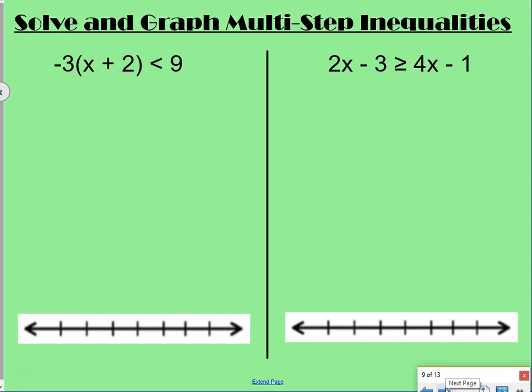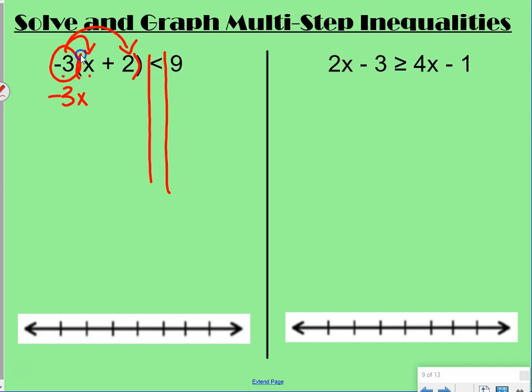Next two examples, a little bit more steps. We have parentheses, which means we're going to distribute the negative 3 to both numbers. Negative 3 times x is negative 3x. Negative 3 times 2 is negative 6. Now we can undo our minus 6 with a plus 6 on both sides.